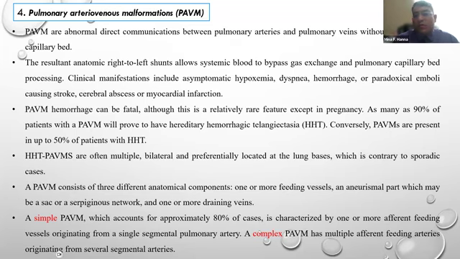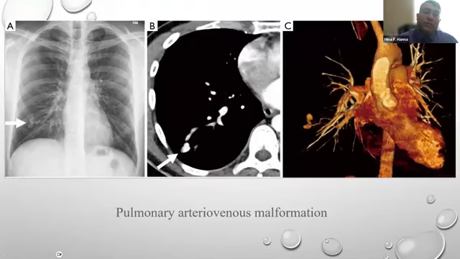Simple one, which accounts for approximately 80%, is characterized by one or more afferent feeding vessels originating from a single segmental pulmonary artery. Complex one, you will find multiple feeding arteries, so complex one is more difficult to treat or to coil because of the multiplicity of the vessels. So in the X-ray, you may see some nodular thing. You may see serpiginous vessel here, but the CT can show you the main saccular appearance, and you can see the feeding vessel and draining vein in the pulmonary arteriovenous malformation.